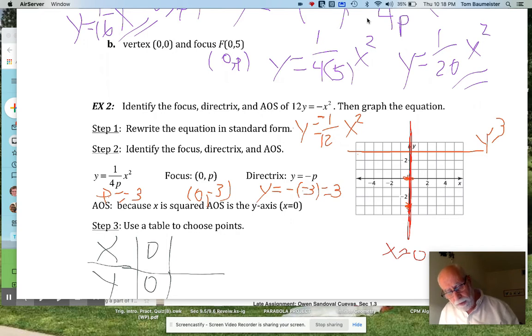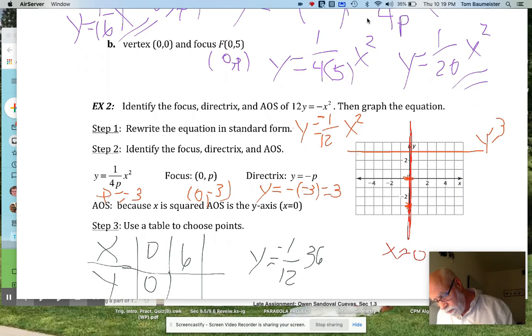And one that will work for you there is 6, because 6 squared is 36, right? So I'm going to tell you I have y is equal to negative 1/12, and I just told you 6 squared is 36. So when x is equal to 6, y is going to equal negative 3. So if I go to 6 there, at the very end, I'm going to go down to negative 3. And again, I will make this look a lot better for you.